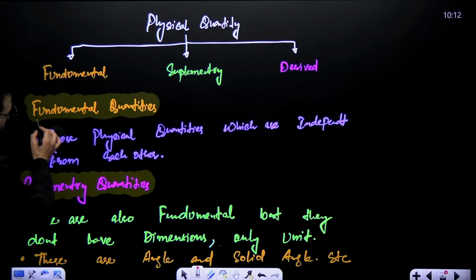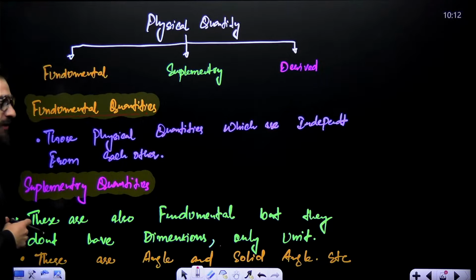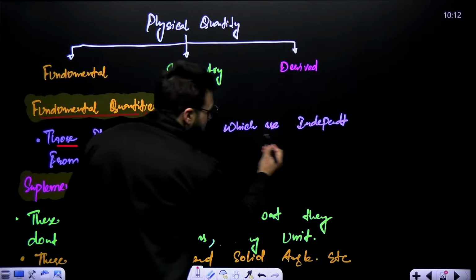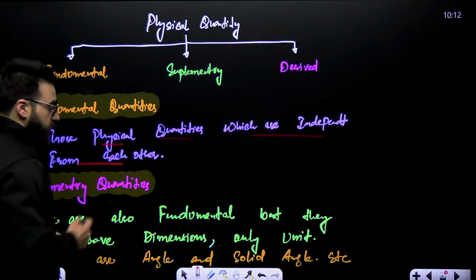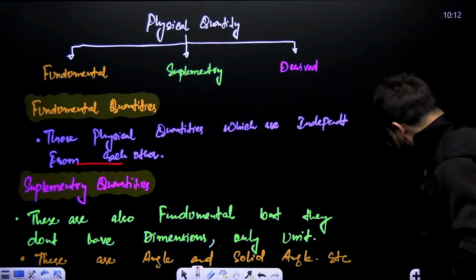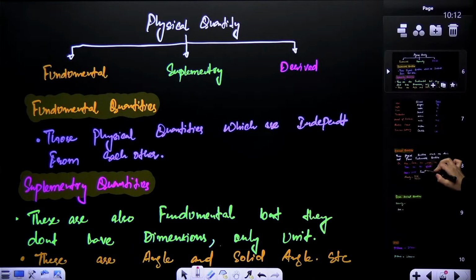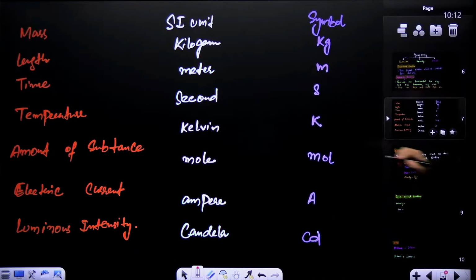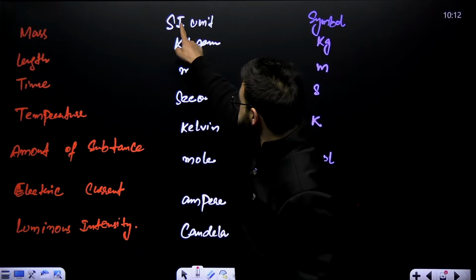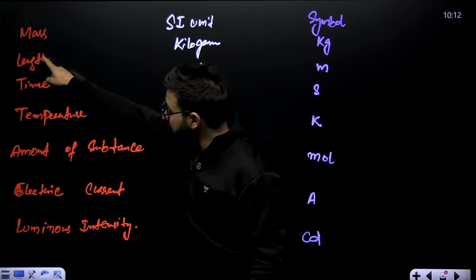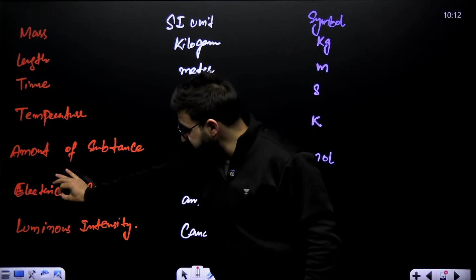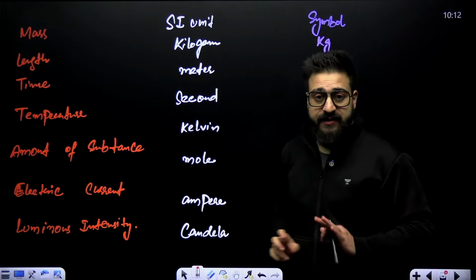Now, guys, what are the fundamental physical quantities? We say those physical quantities which are independent of each other, which do not depend upon each other. Let me give you an example. We say there are 7 fundamental physical quantities: mass, length, time, temperature, amount of substance, electric current and luminous intensity.